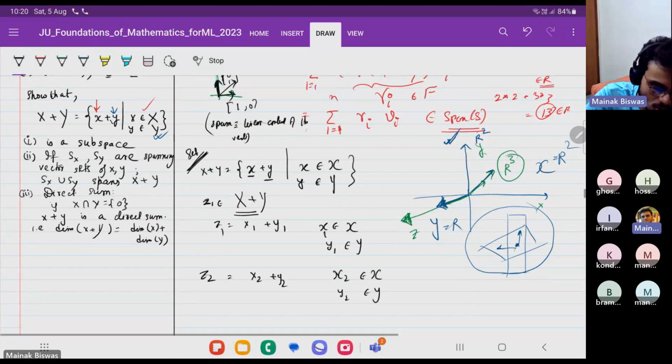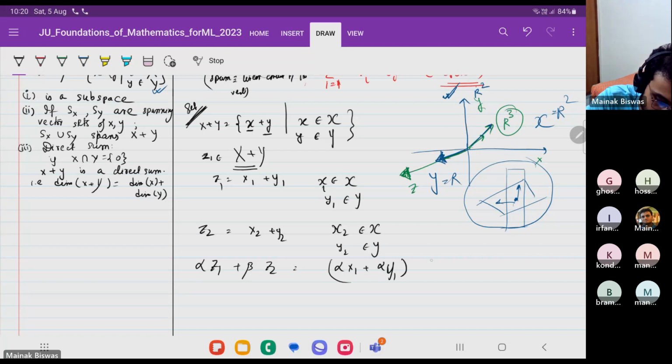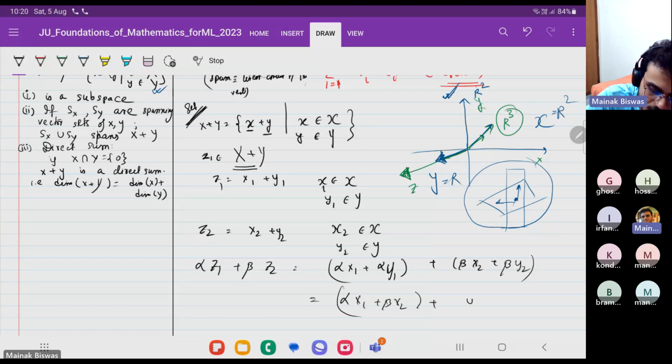Yes. So as Ritik is telling me, just take the linear combination and see. Whenever a subspace question is coming, just take a linear combination of the elements in that set. You are done. There's nothing to think about. So you'll get alpha into x1 plus alpha into y1 plus beta into x2 plus beta into y2. Right? So what will you get? You'll get alpha x1 plus beta x2 plus alpha y1 plus beta y2.